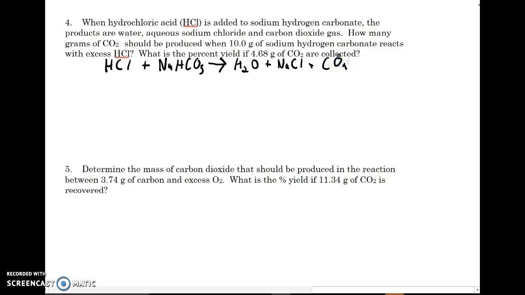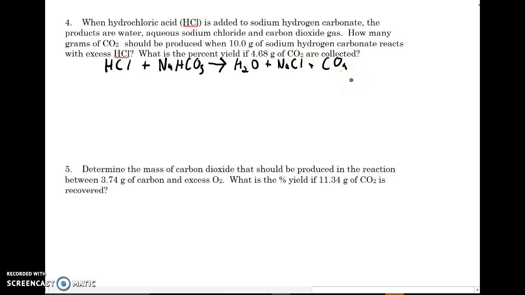All right, so that's the reaction that we're looking at. So the question: how many grams of carbon dioxide should be produced when 10 grams of sodium hydrogen carbonate reacts with an excess of hydrochloric acid? So that's saying I have 10 grams of this, and I have plenty of hydrochloric acid. But I want to know how much carbon dioxide I should make if I have 10 grams. Then you'll see it says, what is the percent yield if 4.68 grams of carbon dioxide are collected?